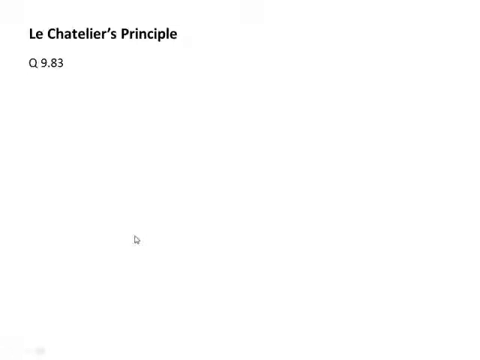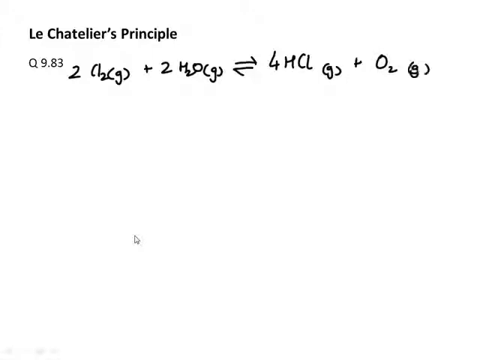So if you look at problem 83, the reaction equation given for this problem is 2 chlorine gas plus 2 H2O gas in equilibrium with 4 HCl gas plus O2 gas. Okay, so determine in which direction the equilibrium will shift for this reaction if the following changes are made.